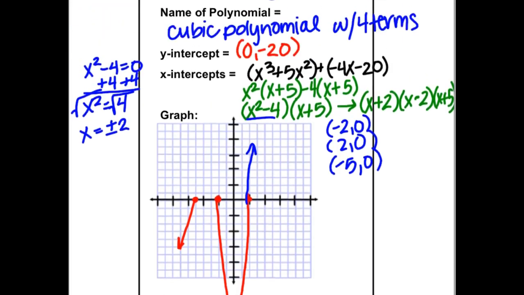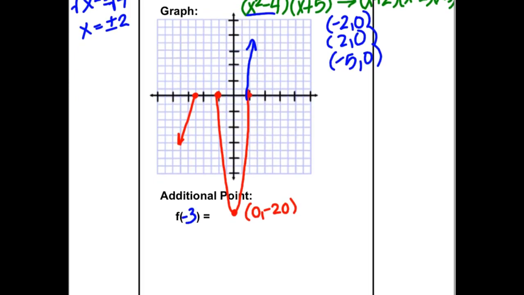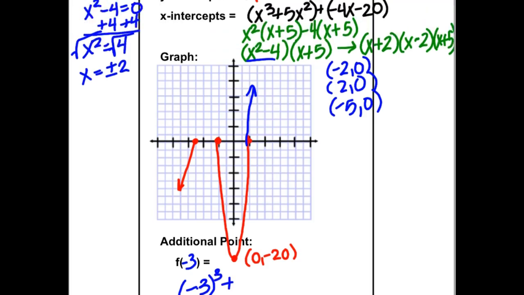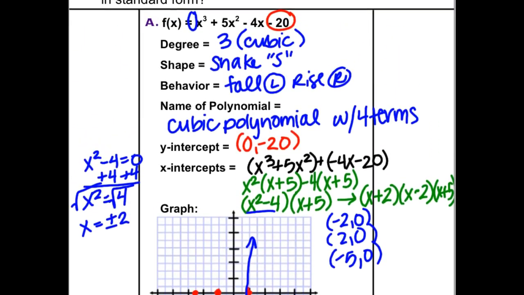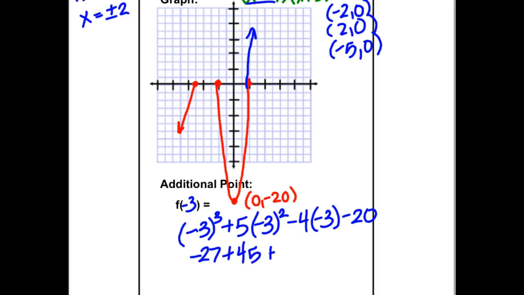That means when I look back at this original function, I've got negative 3 cubed plus, sorry, I've got to keep going back because I don't have it memorized, plus 5 times negative 3 squared, minus 4 times negative 3 minus 20. So that means I now have negative 27 plus 45 plus 12 minus 20. And when I add that all up, I get 10. That means that my point is negative 3, 10.